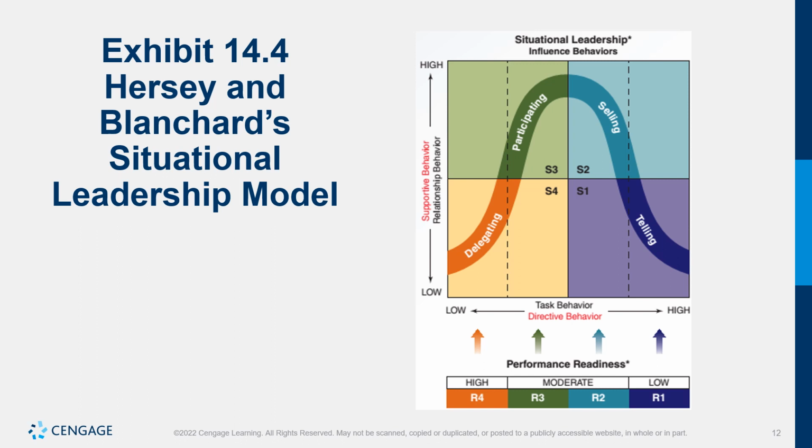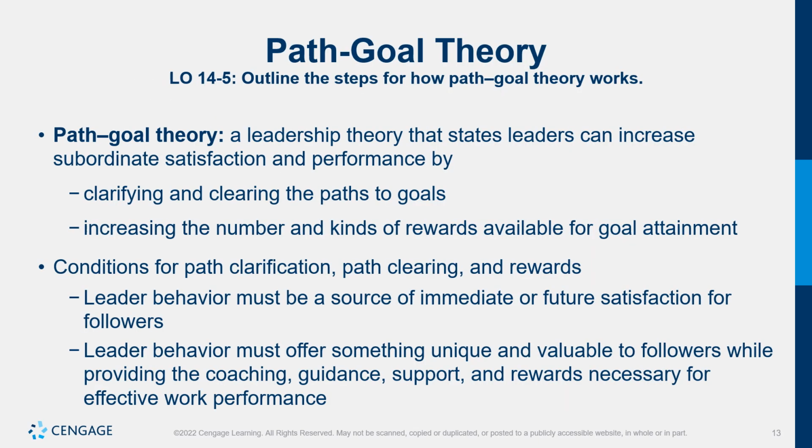And delegating is where leaders basically tell workers to run their own show and make their own decisions. Path-goal theory states that leaders can increase subordinate satisfaction and performance by clarifying and clearing the paths to goals and increasing the number and kinds of rewards available for goal attainment.